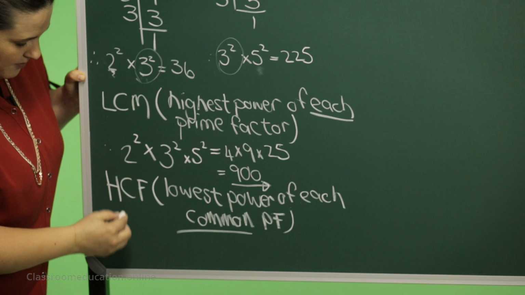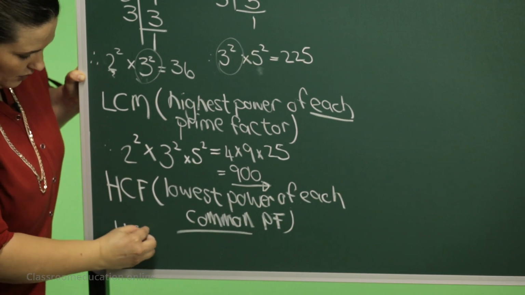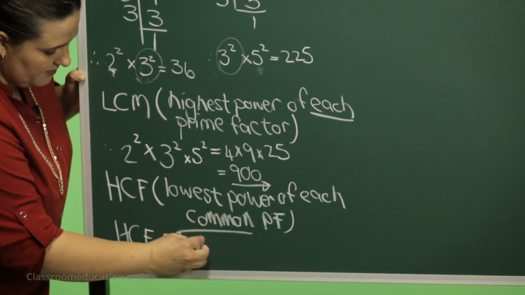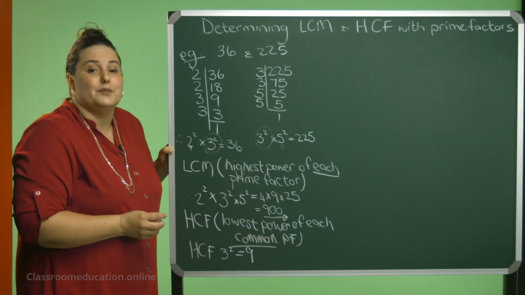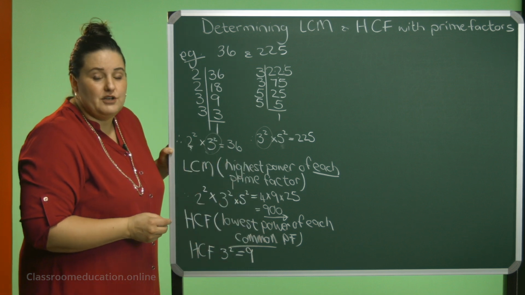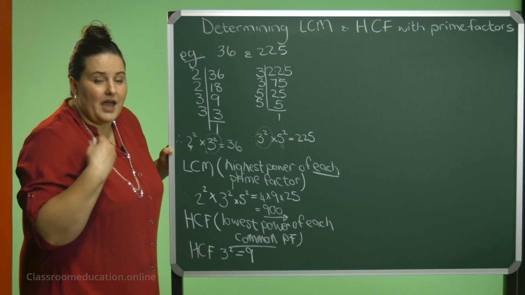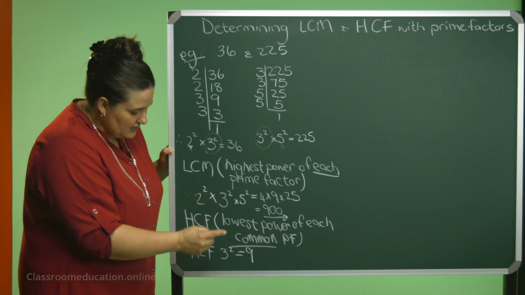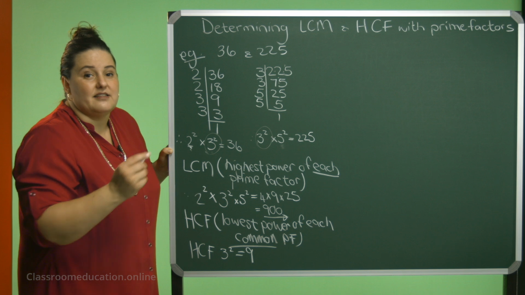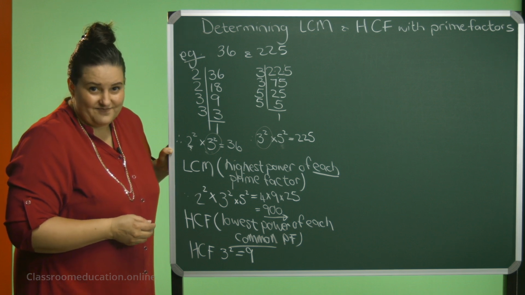So in this case, my HCF will be 3 squared, meaning my HCF will be 9. It cannot only be a 3, because then it's not my highest common factor. It needs to be 3 squared, the 9. That will be my highest common factor.